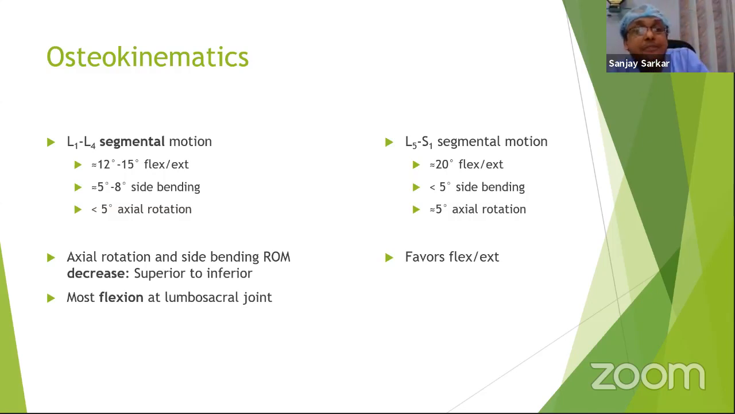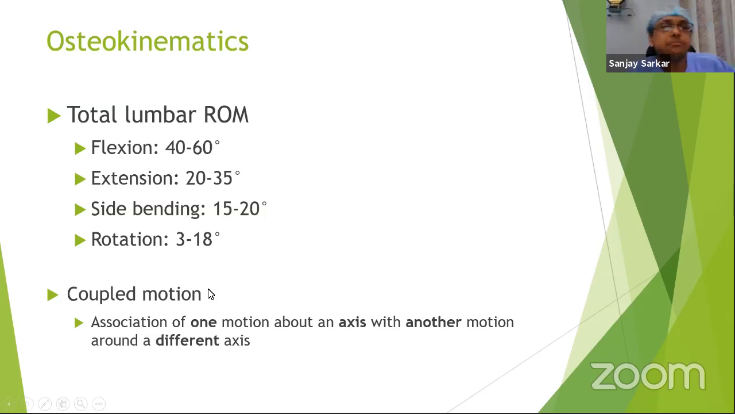And that's the reason you have maximum flexion extension plane motion in the lumbosacral joint, as you can note from the 20 degrees compared to 12 to 15 degrees approximate segmental range of motion.